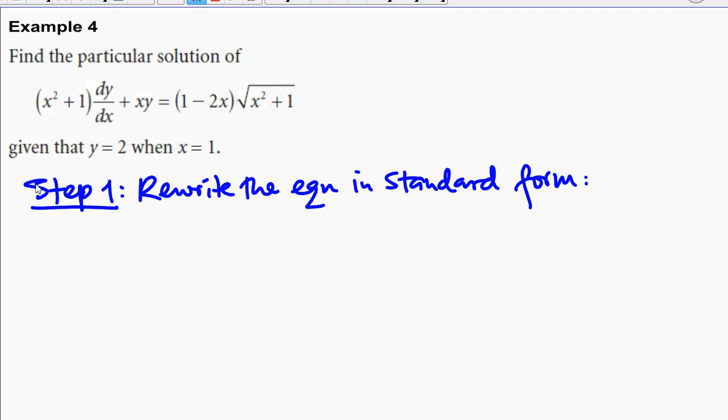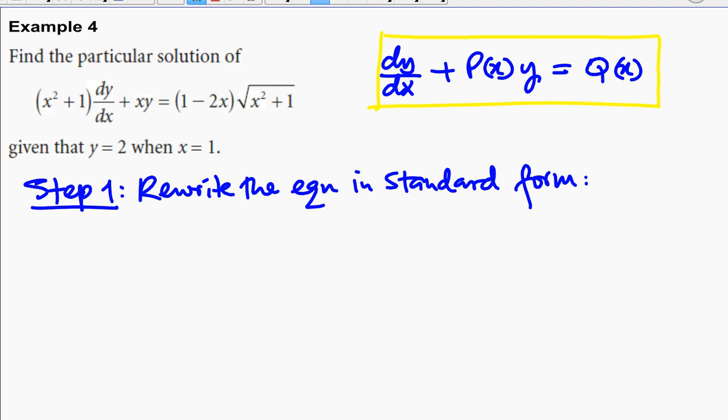So what we'll end up with is, and by the way, the standard form is dy over dx plus p of x multiplied by y will be equal to q of x. All right. Now this is in your formula booklet. You don't have to really memorize it. Okay. So we need to rewrite this in this form. So what we can do is just divide both sides by x squared plus 1.